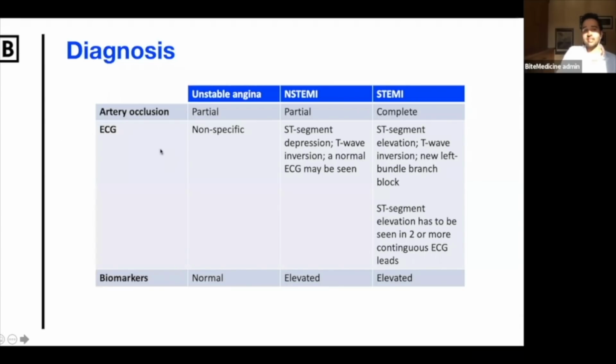So if the ECG is non-specific, doesn't show ST changes, for example, and the biomarkers are normal, which we'll talk about next as well, then you can be relatively confident this is probably unstable angina rather than a STEMI or an NSTEMI. So biomarkers, we're going to talk about that next. What are our biomarkers that we look at in ACS?